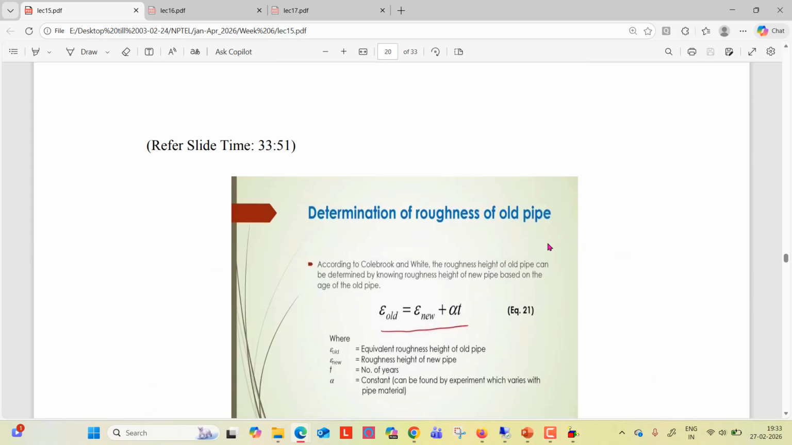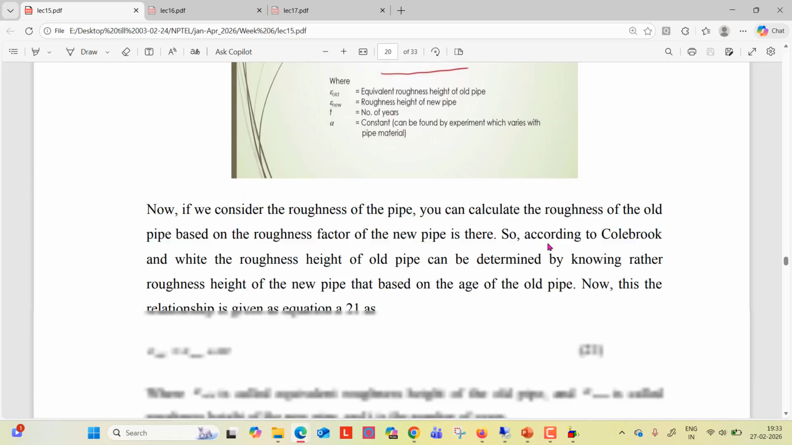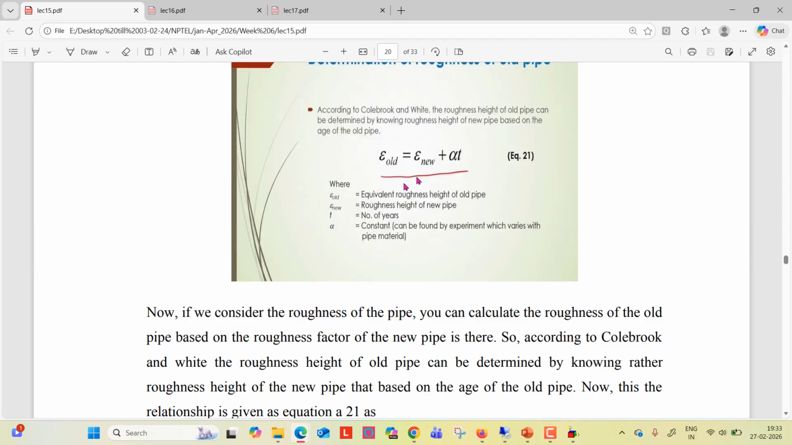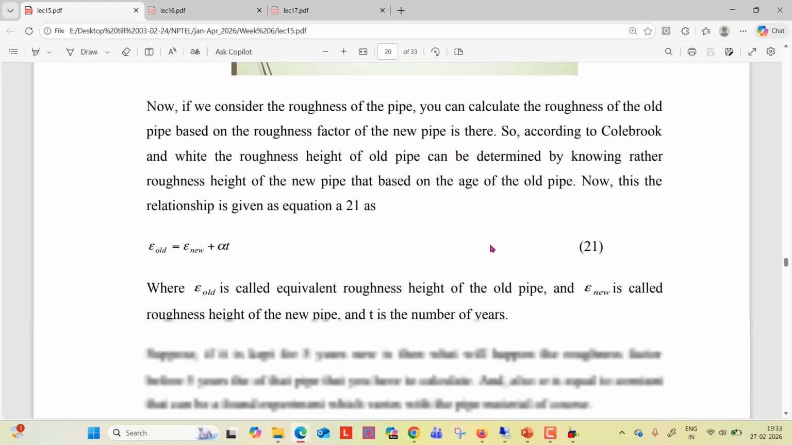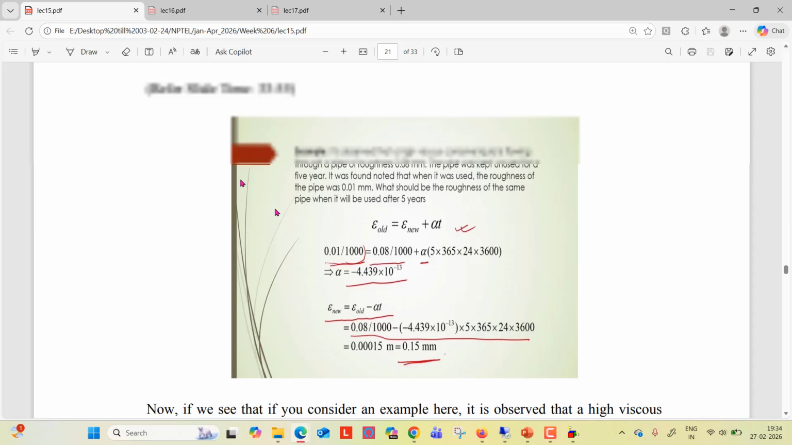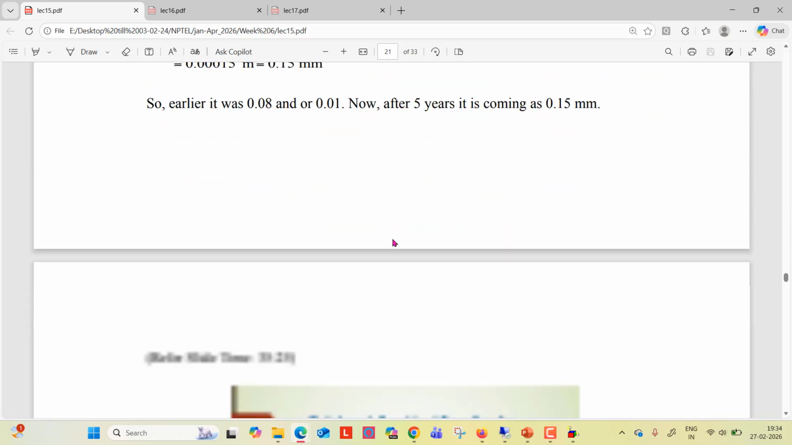So here the old pipe roughness has been calculated. How is it calculated? The expression is epsilon old equals epsilon new plus alpha t. This is the equivalent roughness height of the old pipe, this is the roughness height of the new pipe, and this is the number of years. Alpha is a constant that can be found by experiment, and it varies with pipe material. Using this expression, they are solving a problem.